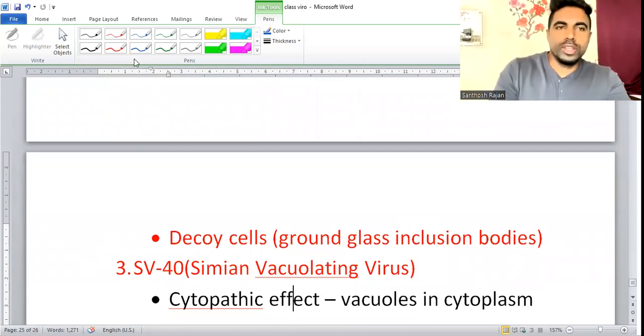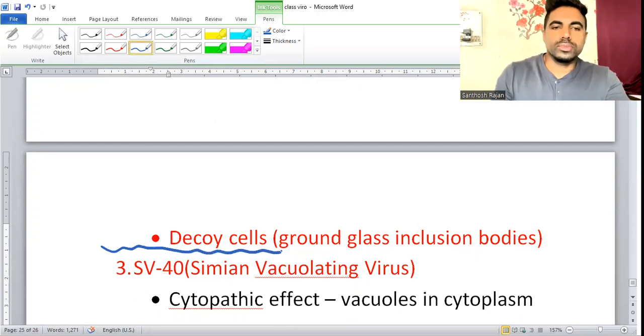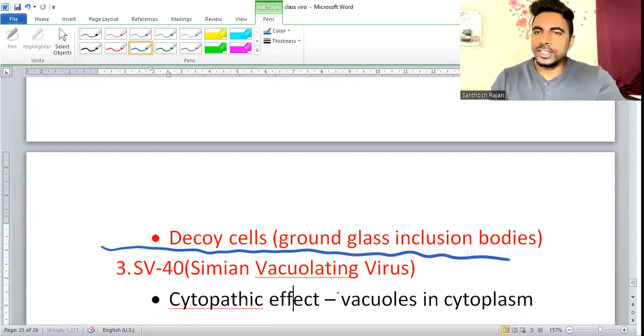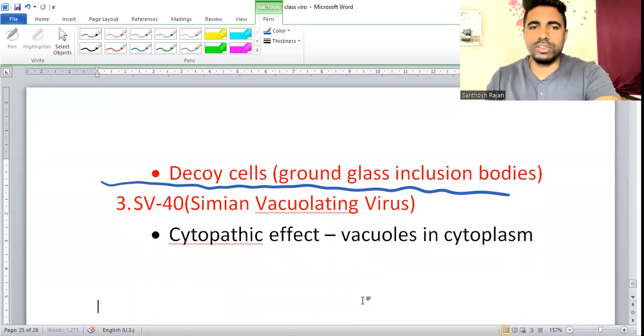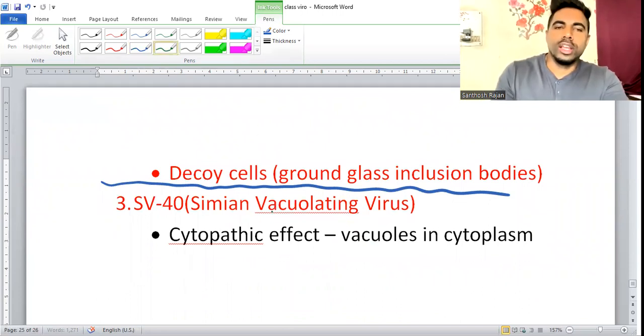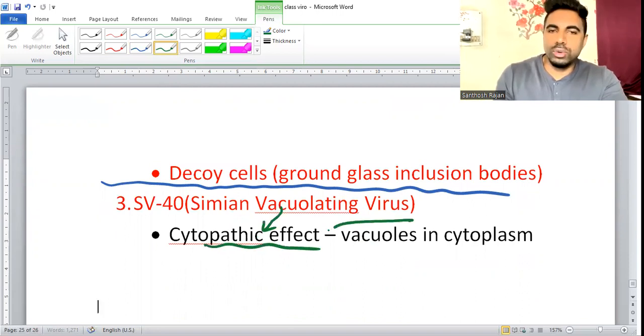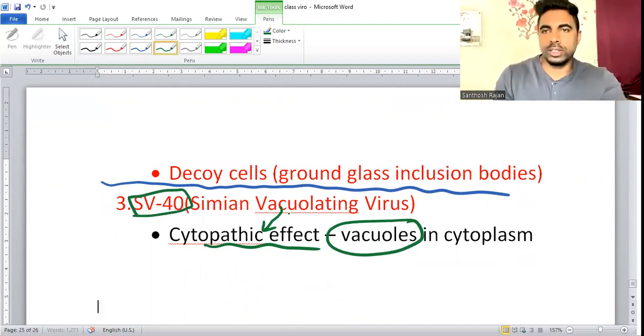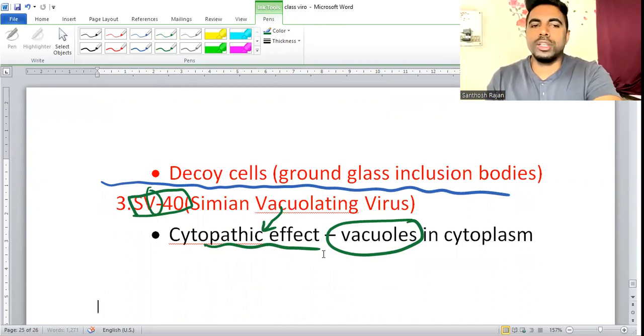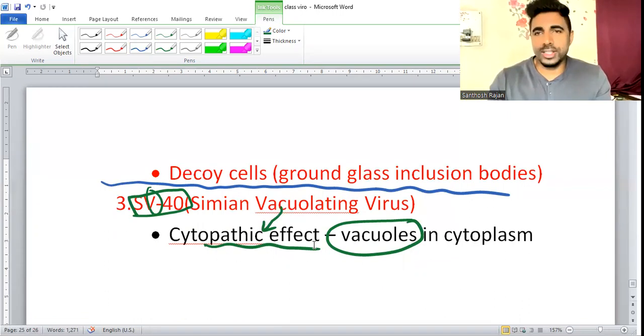Now, SV. Let's go to the SV. Simian vacuolating virus. This SV40 virus usually causes vacuoles inside the cytoplasm. That's it, nothing very specific for this. The name itself says vacuolating. But what is the problem you'll have in the exam? They will give you, which of the following viruses forms vacuoles, and in the options you will see only SV40. The full name will not be given, so you might think, what is this? Don't forget, V for vacuole, cytopathic effect. Okay, that's it. We are almost coming to the end of the DNA viruses now. In the next classes, we'll talk about RNA viruses. Thank you so much.